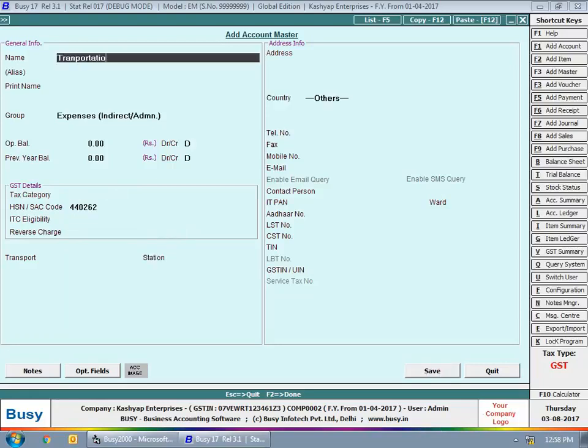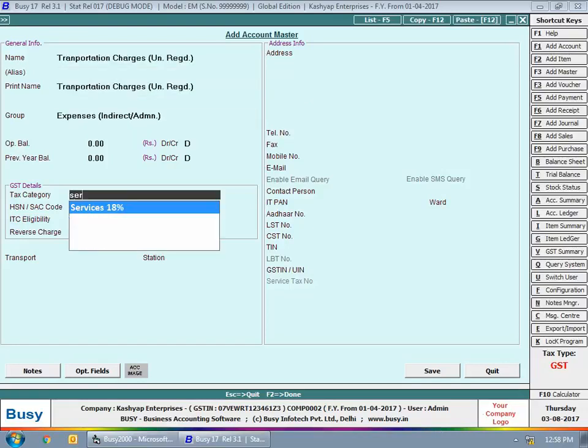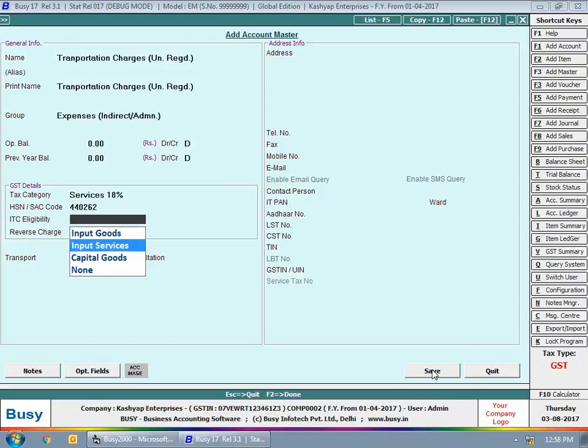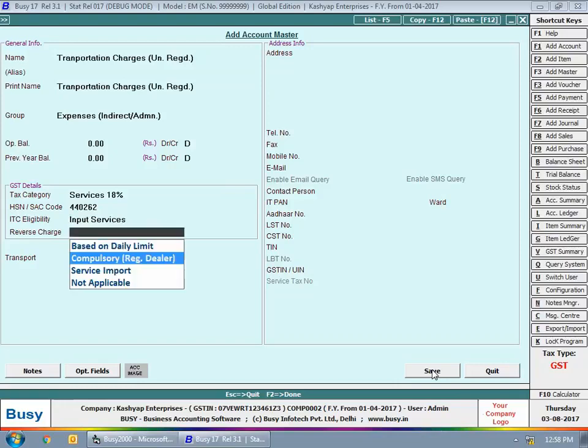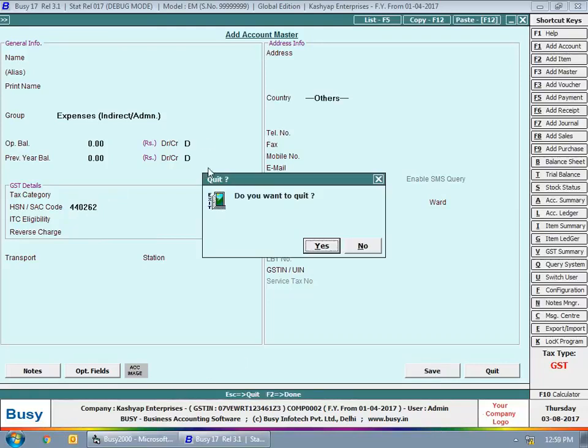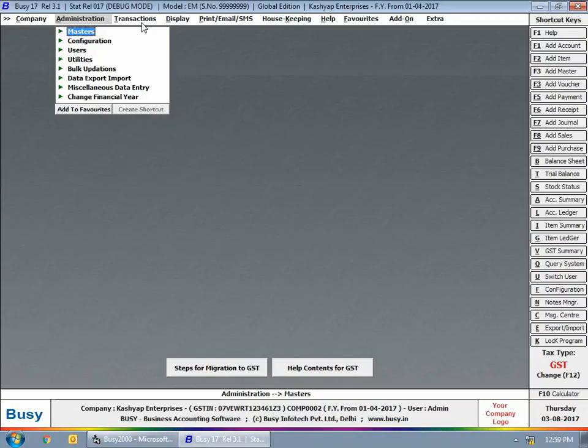Next, we will create an account for transportation charges unregistered, that is, you have taken transportation services from an unregistered dealer. Again, this is the case of unregistered purchase, so you will take the ITC eligibility as input goods and reverse charge based on daily limit. The difference between taking transportation and legal services from a registered dealer or an unregistered dealer is that in case of a registered dealer, it is compulsory to pay the RCM, but in case of an unregistered dealer, RCM liability will depend on the minimum daily limit of 5,000 rupees. Now we are done with the creation of account masters.